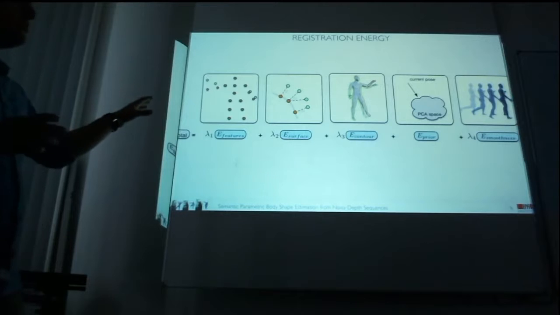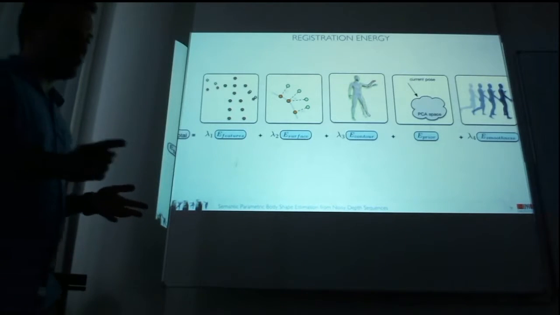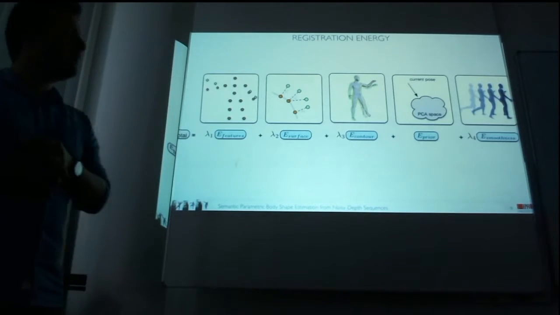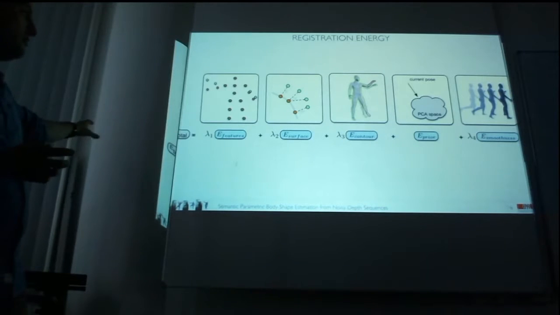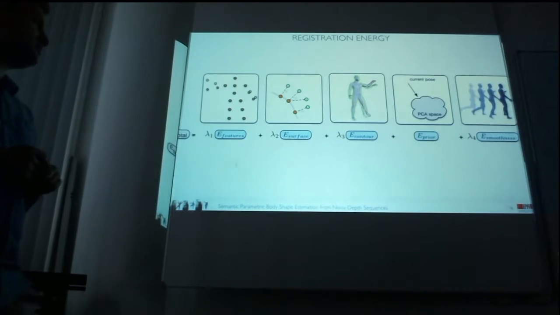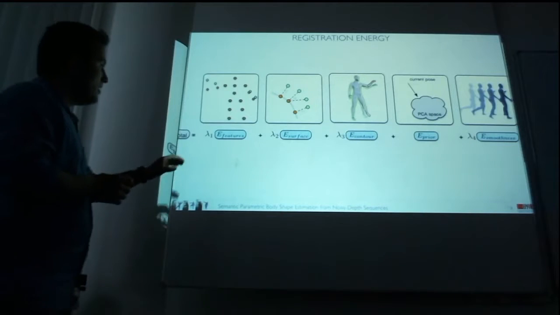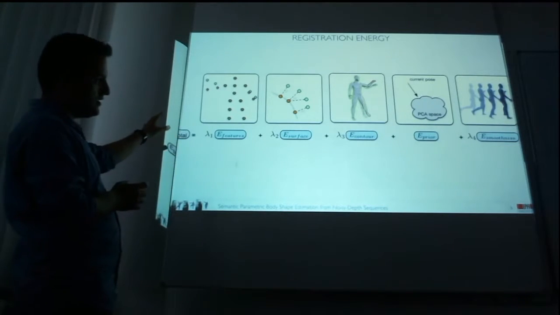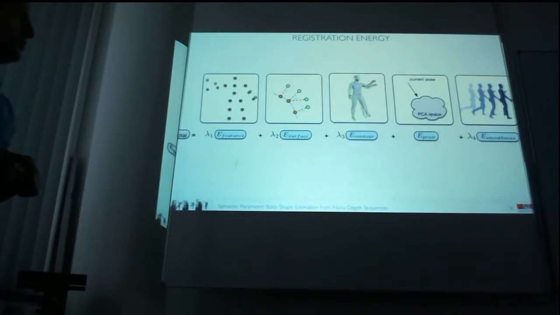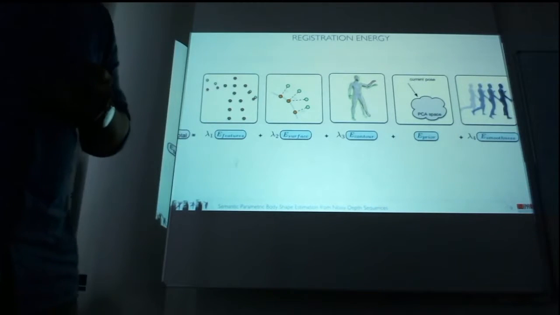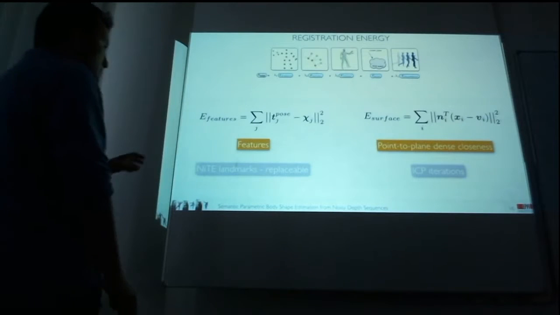Now for the actual registration bit. Like I said, the framework is both tracking and modeling. For the tracking part, we have one big optimization that we solve. It has five different energies, and I'm going to go into more detail about each one of them separately. So we begin with the features.